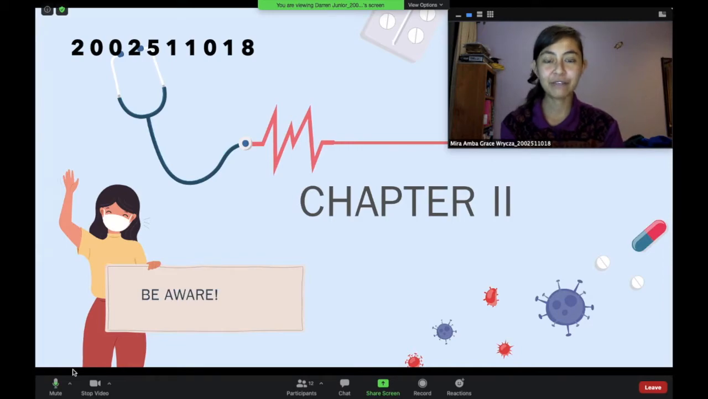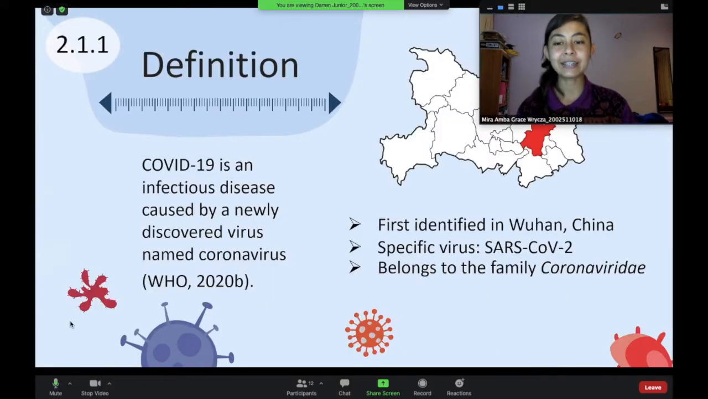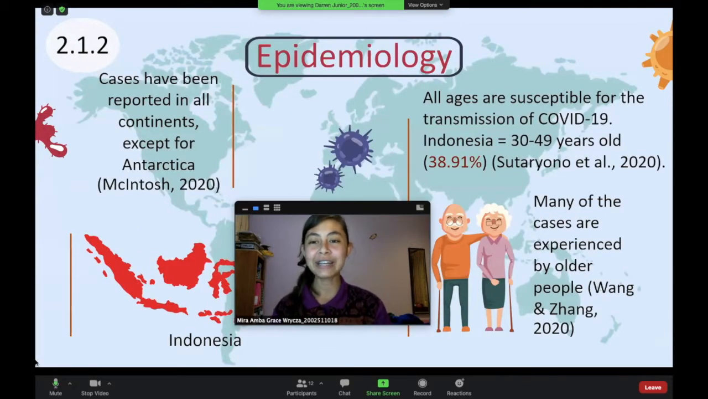My name is Mira Wrycza, and I'm going to explain about the definition and the epidemiology of COVID-19. So, COVID-19 is an infectious disease caused by a newly discovered virus named coronavirus. This virus was first identified in Wuhan, China. The specific name of this virus is Severe Acute Respiratory Syndrome Coronavirus 2, and it belongs to the family Coronaviridae.